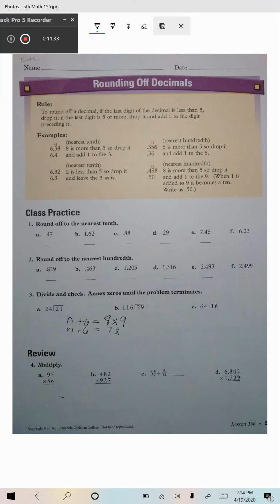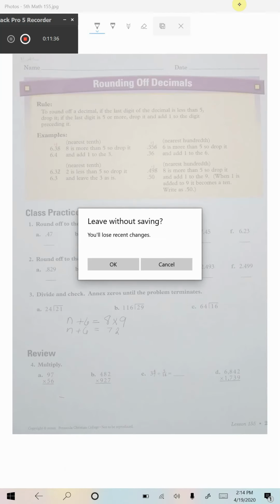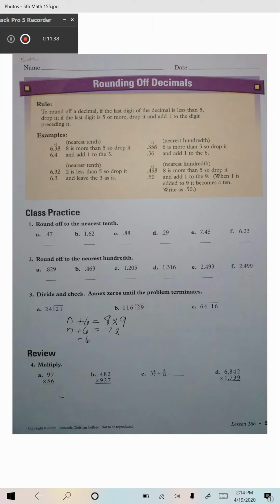Okay, make sure you're doing the steps. Now, whoops, now you can do minus 6 on both sides. Now we're left with n equals 66. Yeah, 66, not 64. There we go. Okay, let's see if it works. 66 plus 6, that's 72, equals 8 times 9, which is also 72. All right.